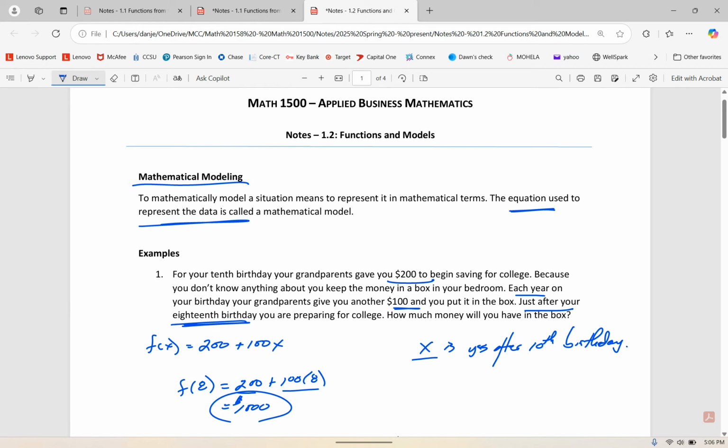This function is linear because the amount of money that's being added to your account each year is the same amount. Your account is growing at a consistent amount. Okay, we talk about linear functions having a constant rate of change. That is true. It's an additive rate. We're adding the same amount each birthday.